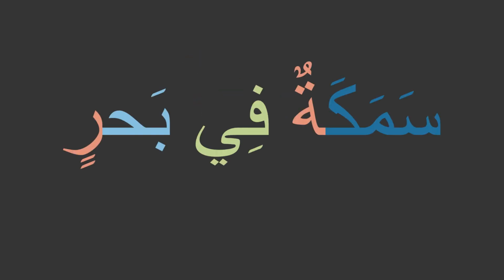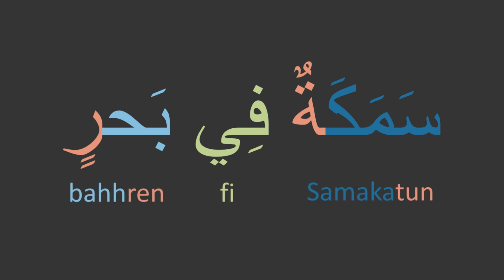And here's a little challenge for you. Can you pronounce this sentence? Samakatun fi bahrin, meaning a fish in a sea. Samakatun, which means a fish. Fi, which means in. Do you remember this word, which was covered in the previous lesson? It means a sea.